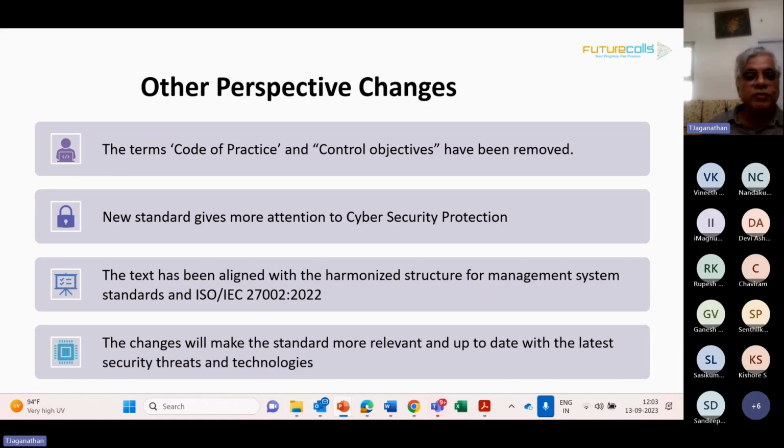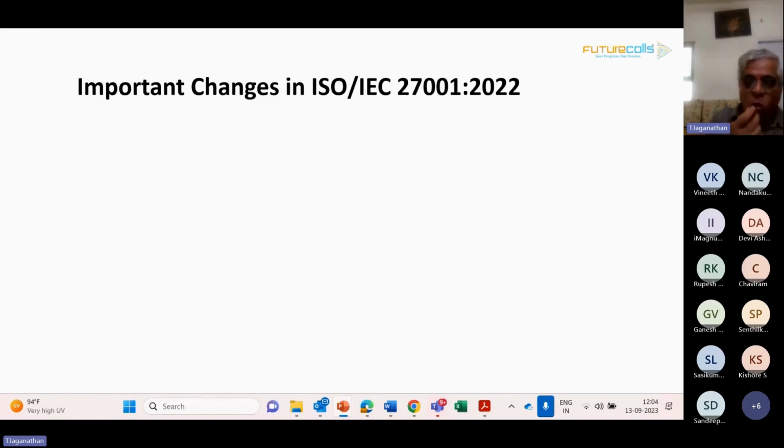The new standard gives more attention to cybersecurity and privacy protection. The text has been aligned with the harmonized structure for management system standards and ISO 27002:2022, which came first, and then 27001 came. So it is aligned and harmonized with that. The changes make the standard more relevant and up to date with the latest security threats and technologies. All the 11 new controls, we will see that.